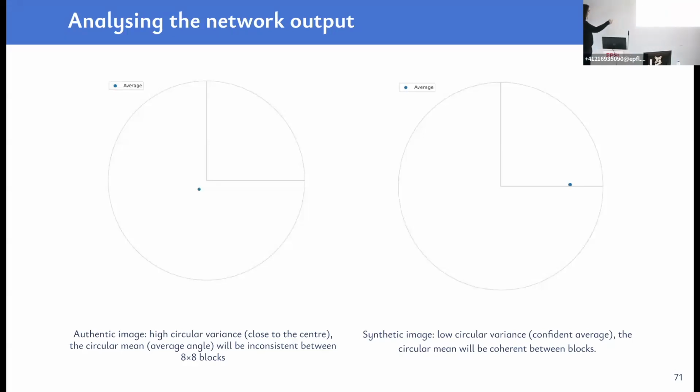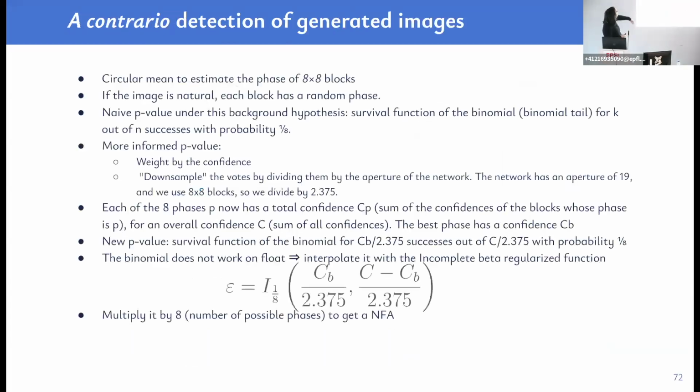On the authentic image, the values are spread out. So if you take an average, it will be close to 0. So you do it on all 8x8 blocks, and you will actually be able to see whether the network detected something or not, so whether there are diffusion artifacts. So again, you can use some a contrario analysis to make an automatic detection. It's the same principle as before, so I will skip over it for now.